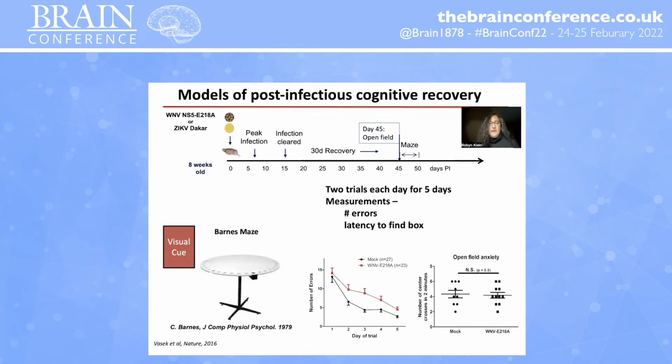So we've been using behavioral tests to look at post-infectious cognitive recovery. In a paper we published a few years ago, we used the Barnes maze. We also used open field testing. I don't really have time to talk about how these work, but suffice it to say that we found that West Nile virus recovered animals displayed significant numbers of errors and difficulty locating a target hole on the Barnes maze. However, they didn't display any difference from mock-infected mice in terms of crossing lines in a center box, suggesting that this was not an alteration in anxiety, but actually a spatial learning defect.